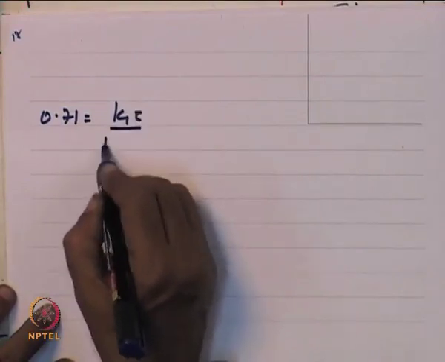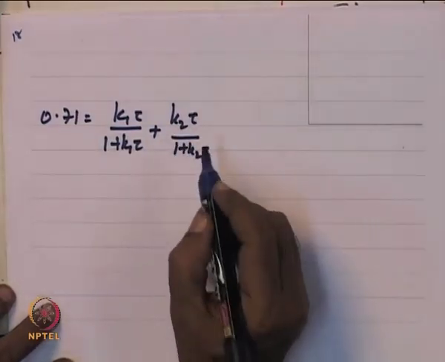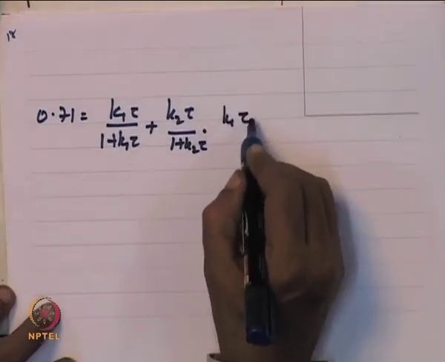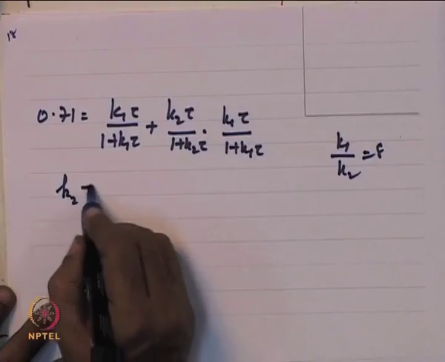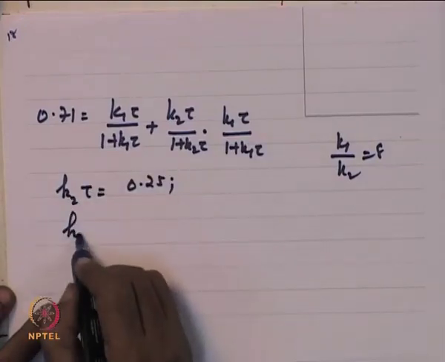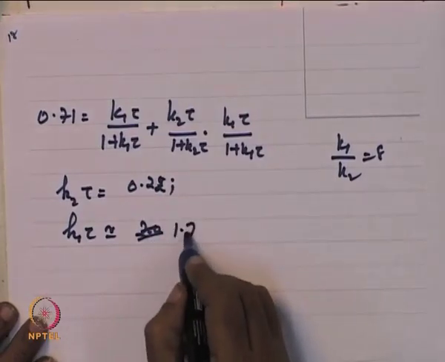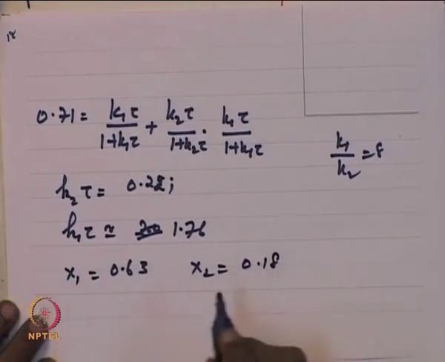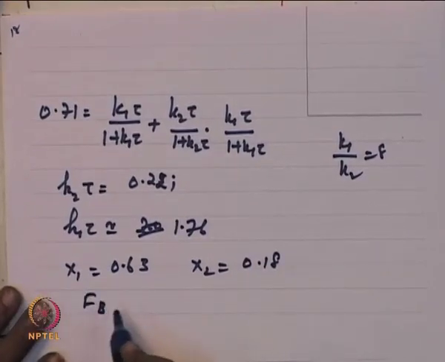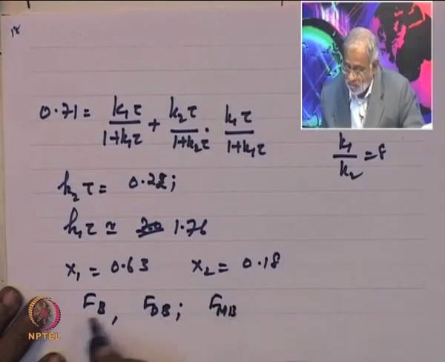When you solve this, we get 0.71 equal to K1 tau by 1 plus K1 tau plus K2 tau by 1 plus K2 tau multiplied by K1 tau divided by 1 plus K1 tau, where K1 by K2 equal to 8. We can solve this. We find that K2 tau turns out to be about 0.22, and K1 tau turns out to be 1.76. So with this, we can find X1 equal to 0.63 and X2 equal to 0.18. Once you know X1, X2, you can find out FMB, F benzene, F dichlorobenzene, and so on. All these can be found out.